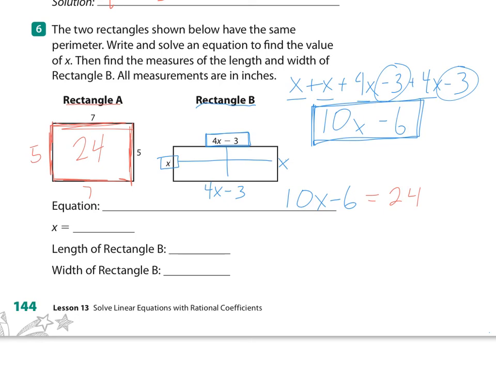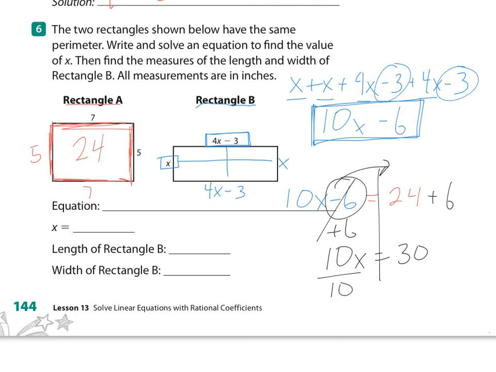Let's solve this equation for x. Alright, so here's your 2 sides. I don't need to move my variable. We can move 6 over here. So we're going to add 6 to both sides. Alright, we're left with 10x being equal to 30. And divide by 10 on both sides. X is equal to 3.